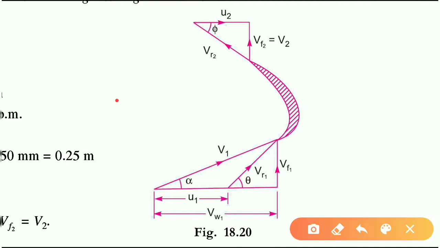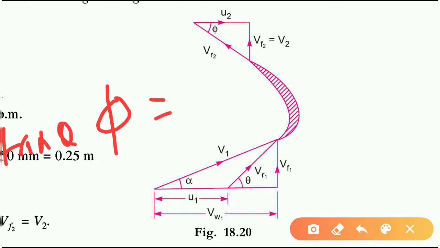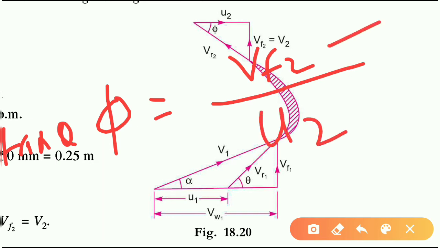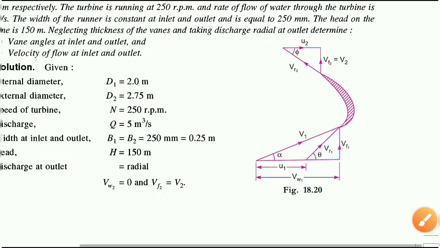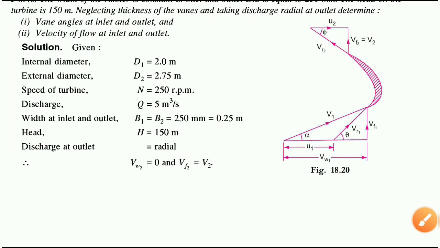Similarly for phi, what is tan phi? Tan phi is equal to Vf2 divided by u2. Means if we know these two values, we can easily calculate phi. So firstly, we will find all these values.